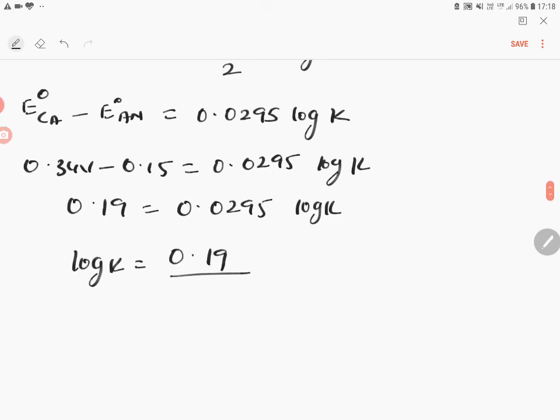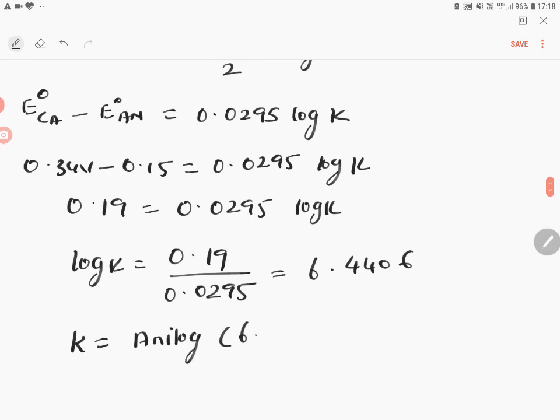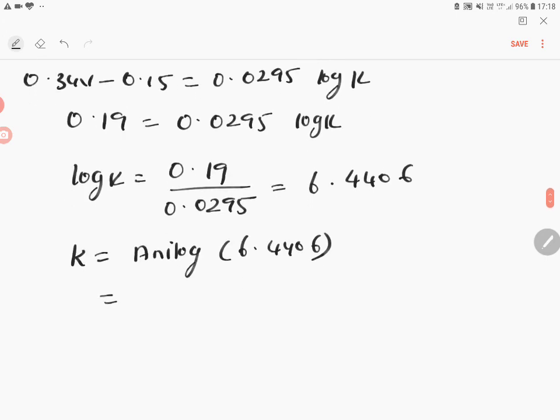Log K equal to 0.19 by 0.0295. We'll calculate this one second. 0.19 divided by 0.0295 is 6.4406. Therefore, K is equal to anti-log of 6.4406. That is equal to 2.7 into 10 power 6. So this is the value of the equilibrium constant.